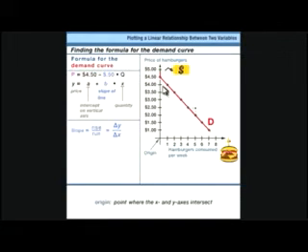And the run is the change in the x variable. How does Bob's behavior change? In this case, he reduces his hamburger consumption from 5 to 4. That is a change of negative 1. So if we wanted to calculate the slope of this line, we would divide the rise by the run.